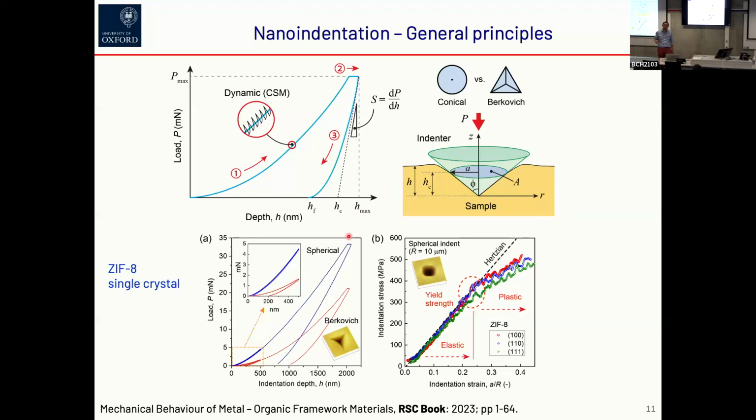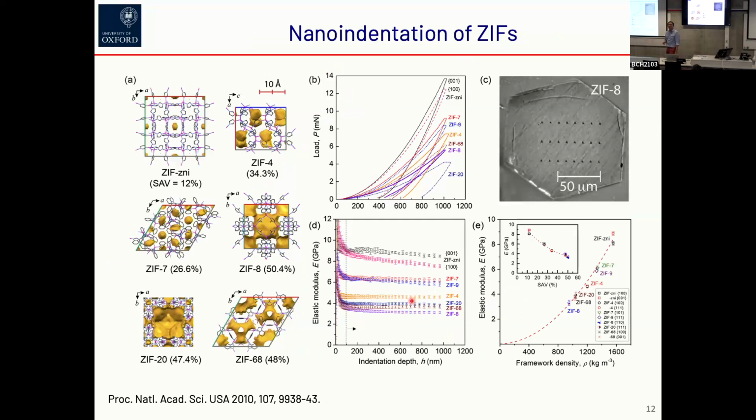So for a spherical indenter, you see they are predominantly elastic, so there is very little hysteresis, or plasticity, you would like to look at it that way. Whereas for Berkovich, it's more open, so there's more inelastic behavior. And there's some kind of yield point as well for this example. So these are studies to look at different topologies. So not just ZIF-8, but very dense frameworks like ZIF-zni, which has a small accessible volume, 10% or so, ZIF-4, 7, 8, and the bigger ones like ZIF-20.